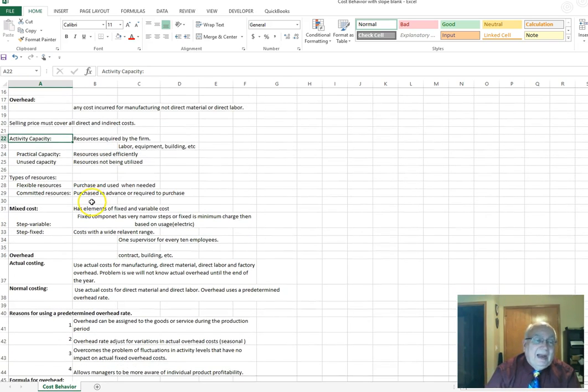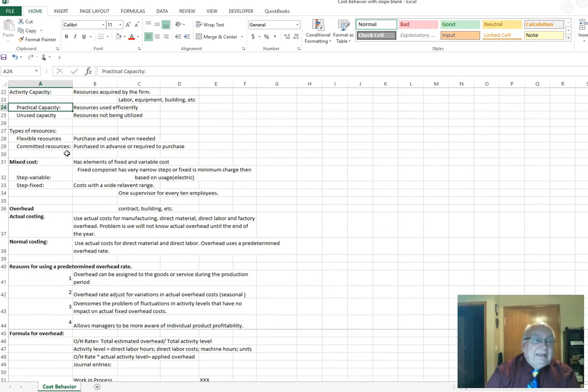Then we have activity capacity. This is resources required by the firm, acquired by the firm, such as labor, equipment, buildings, that type of thing. So it's what your capacity is. Practical capacity is resources used efficiently. Unused capacity, of course, are resources that you have that are not being utilized. It may be part of the building's empty. That would be unused capacity. It could be some equipment that's not being fully utilized all the time. That's unused capacity.